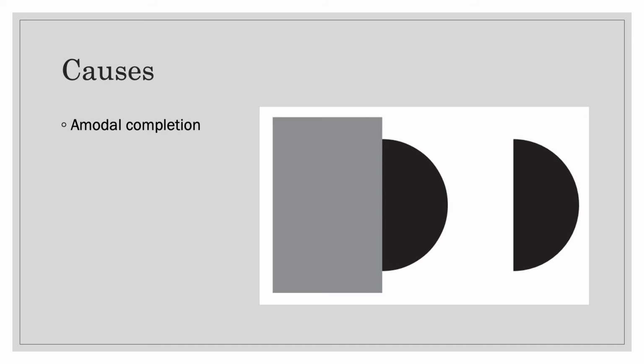And then amodal completion. So in the image, you can see on the left that there's a rectangle and a half circle, but my brain sees a rectangle with a hidden circle under it. So that's kind of what that is. We're just filling that image in when it's actually not there.